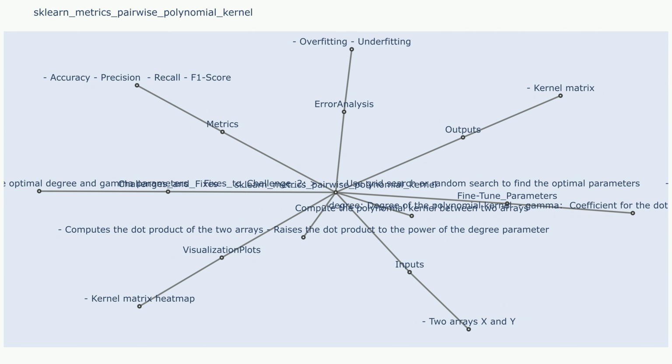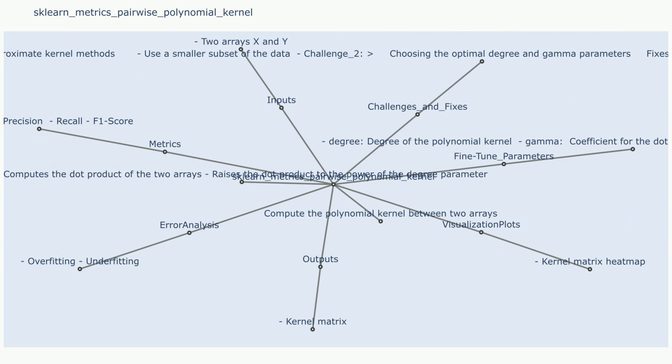Challenge 2. Computational complexity. The polynomial kernel can be computationally expensive, especially when dealing with large datasets or high-dimensional data. Sample use case that resulted in challenge 2: training an SVM with a polynomial kernel on a dataset with millions of data points and thousands of features. Fixes to challenge 2. Use approximate methods, such as Nystrom approximation or random Fourier features, to reduce the computational cost.